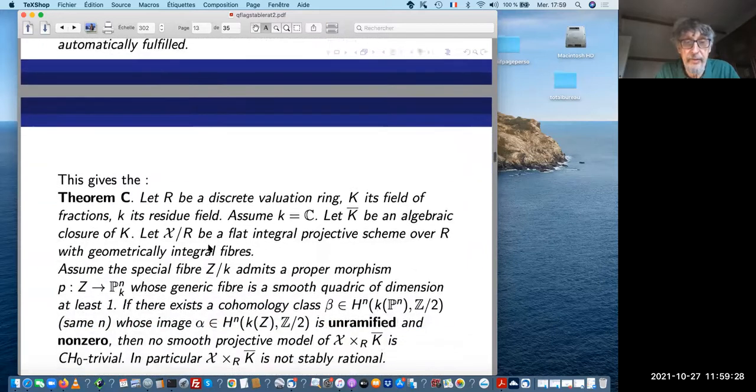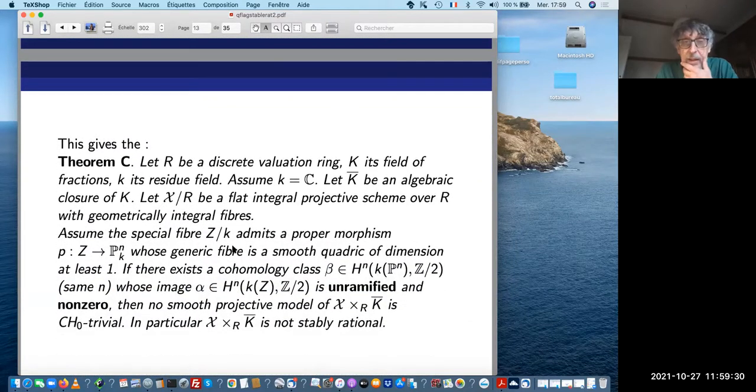Okay, so now this gives the following theorem C. So R is a discrete valuation ring, K the field of fractions, little k the residue field, K is the complex field for simplicity, K bar is the algebraic closure. We have a flat integral projective scheme over R with geometric integral fibers. We assume that the special fiber admits a proper morphism Z to P^N_k with generic fiber a smooth quadric of dimension at least one.